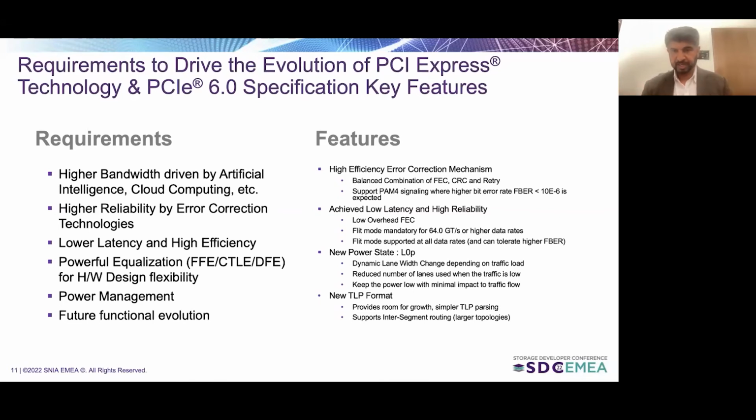There's a new power state, L0p, that supports dynamic lane width change depending on traffic load. It supports a reduced number of lanes when traffic is low and keeps the power low with minimal impact to traffic flow. And there's a new TLP format that provides room for simpler TLP parsing and supports inter-segment routing, which essentially results in larger topologies.